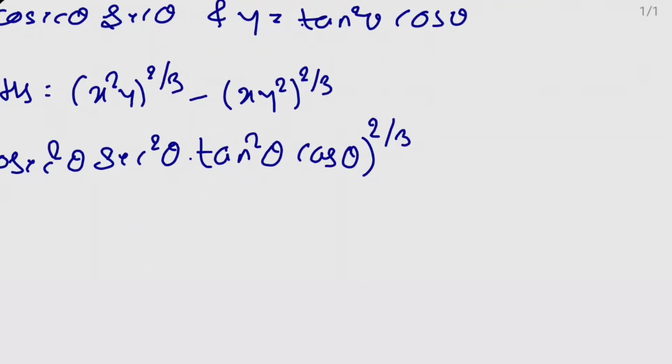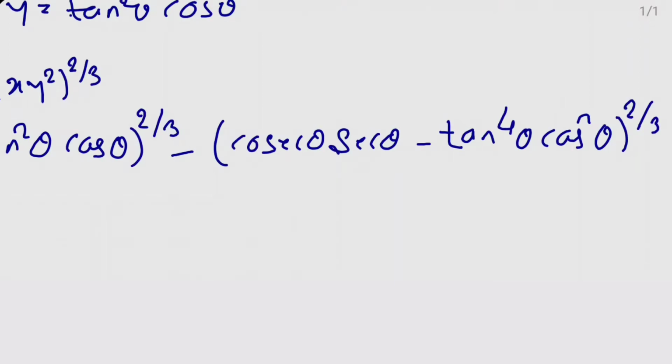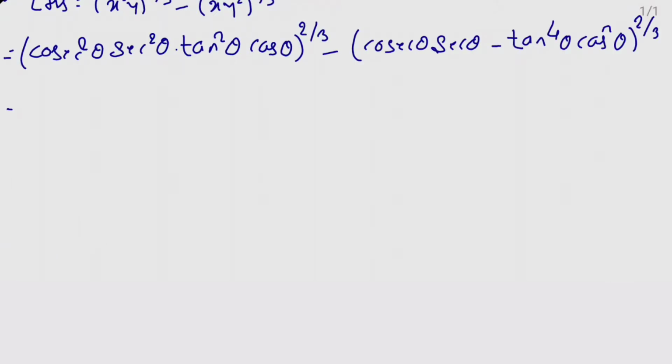And now here minus x. So x value is cosec theta into sec theta, and y value is tan square into cos square. So here is y square. So tan raised to 4 theta into cos square theta and power 2 by 3. Is it clear?